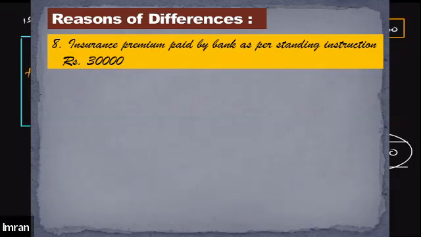All right, this one says insurance premium paid by bank as per the standing instruction, 30,000. Now tell me, if insurance premium is paid as per the standing instruction, 30,000, then what must have been done? Basically, when insurance premium is paid by the bank, this event must have been recorded in the passbook. Since the insurance premium is paid by the bank, this particular transaction must have been recorded in the passbook. Yes or no?